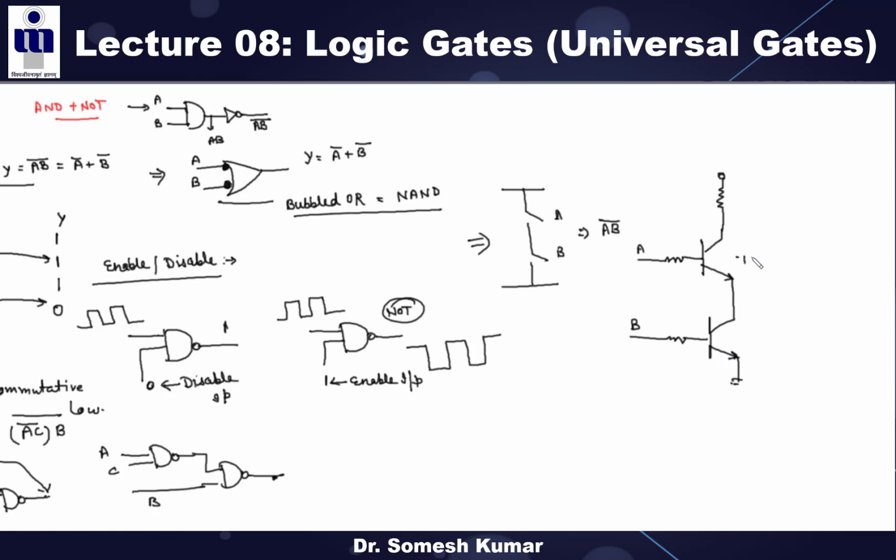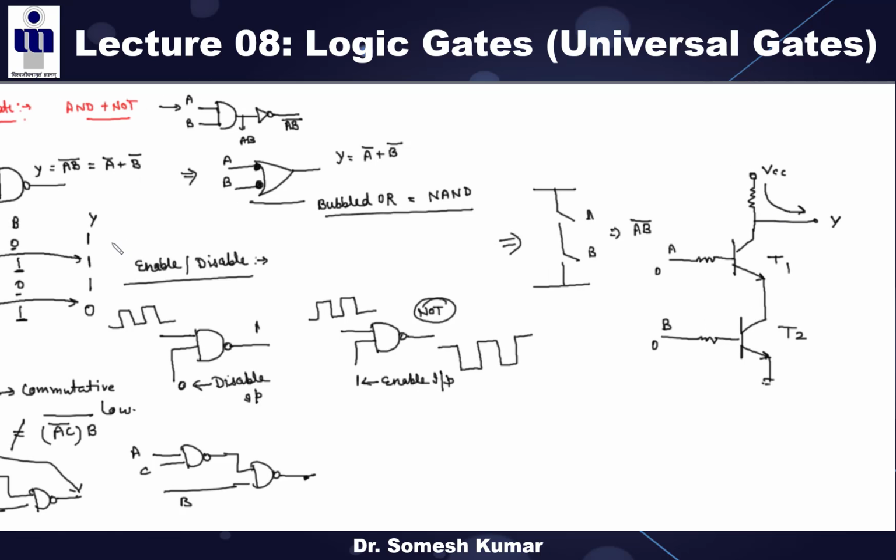What happened in this case? This is your output, and this is VCC, always 5 volt. What happens if both A and B are 0, 0? If this is 0 and this is 0, what is the output? Your transistors T1 and T2 should be off or on in that case? If the base voltage of the transistors is 0, then your transistors are off. And when both transistors are off, this input is passed to the Y. What is the output in that case? 1, right?